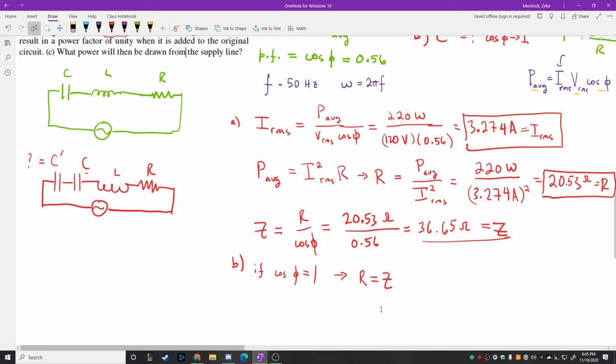XL is greater than XC, that's exactly right. So we know that XL is greater than XC currently. And in order for cosine phi to be equal to 1, that means R equals Z, and R is only equal to Z if XL and XC are equal to each other, right? So basically, we just need to make XC bigger. We just need to make XC bigger here, right?